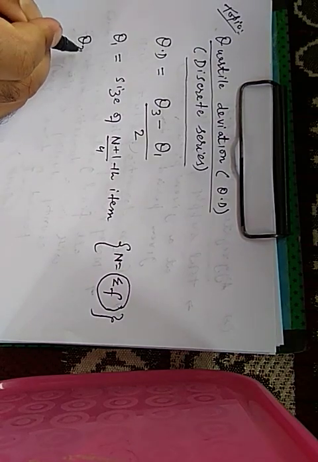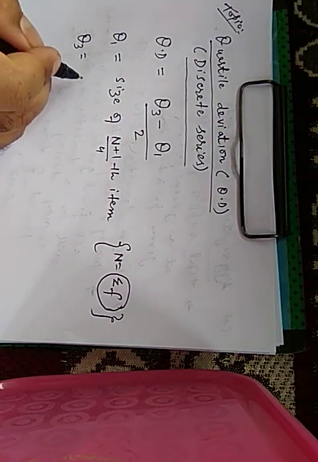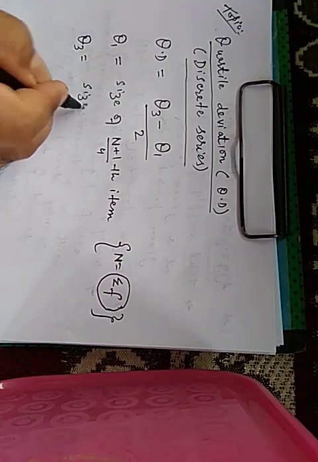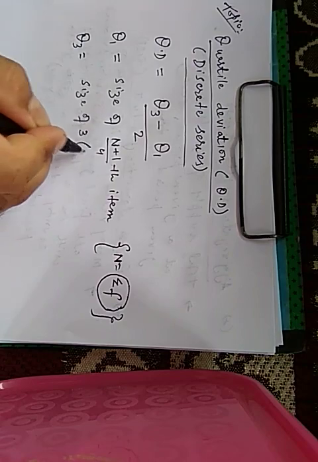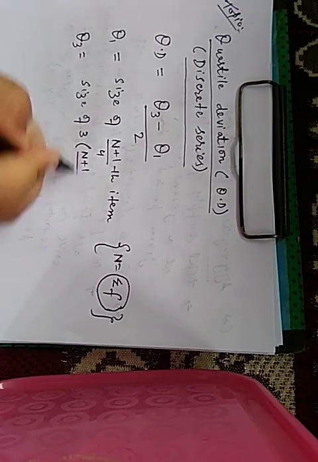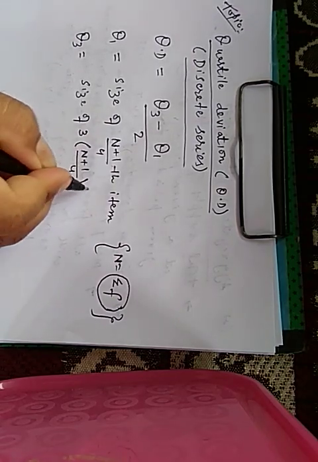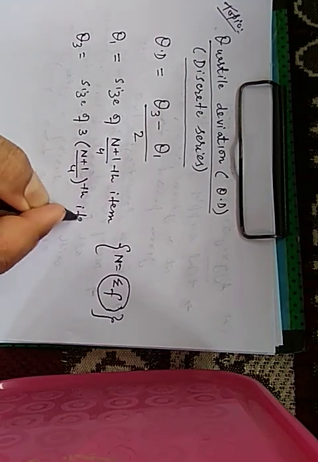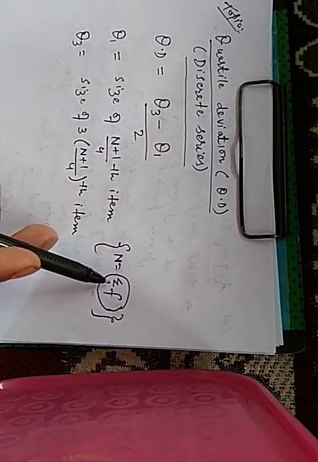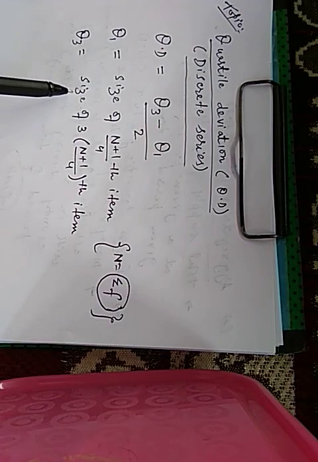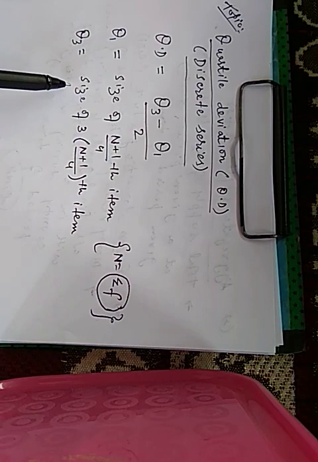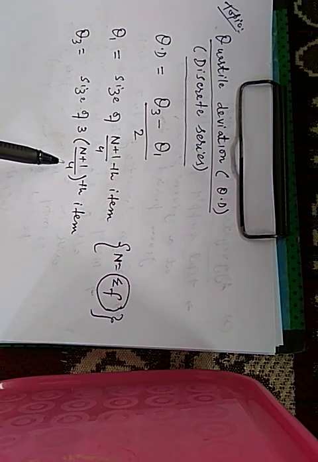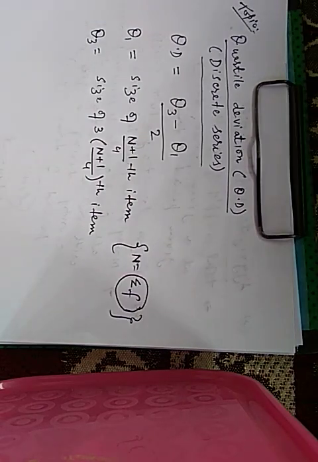And third quartile will be equal to size of 3 multiplied by (n plus 1) divided by 4th item, where n is equal to sigma f. That is, third quartile is equal to size of 3 times (n plus 1) divided by 4th item.